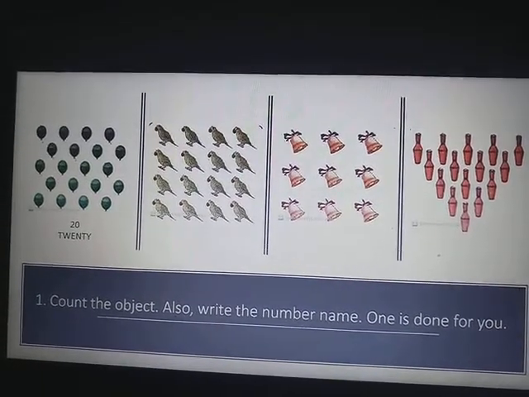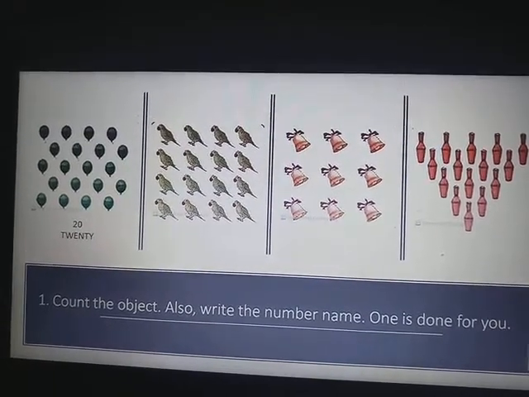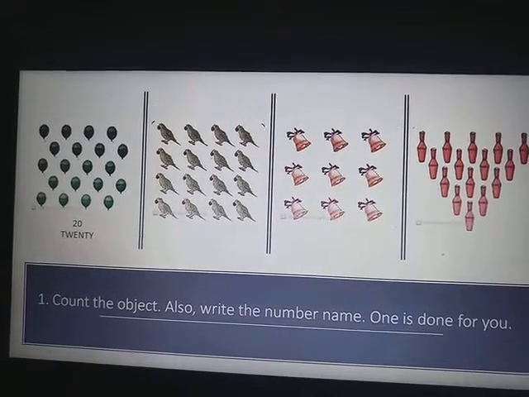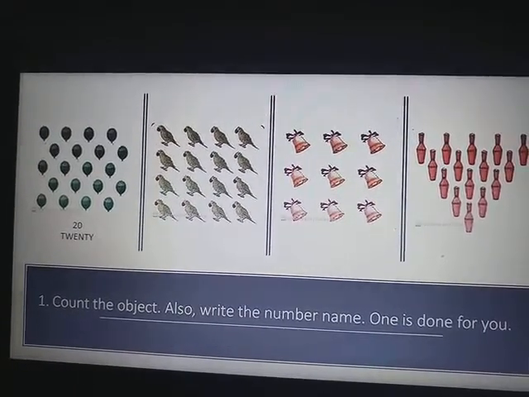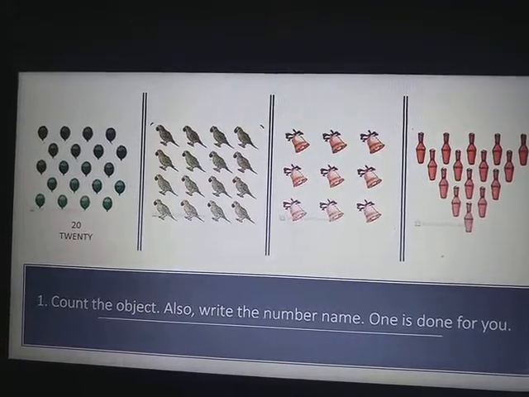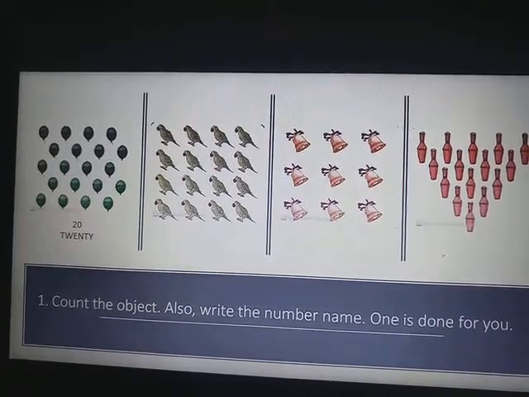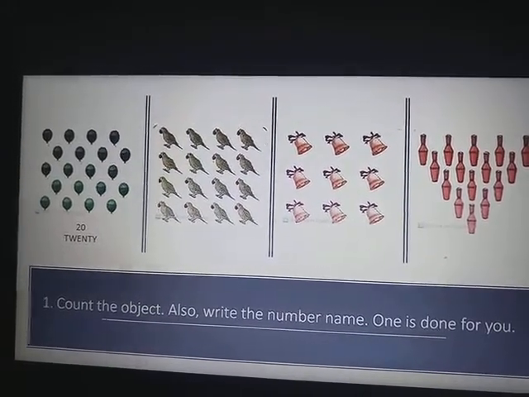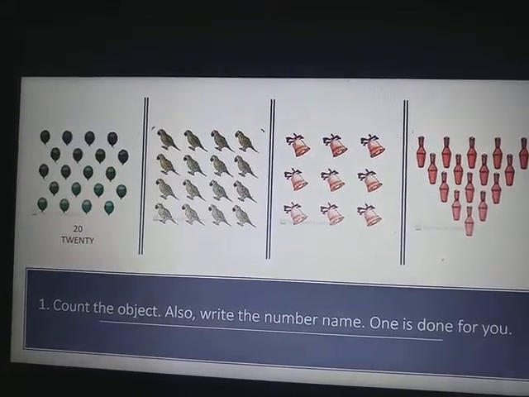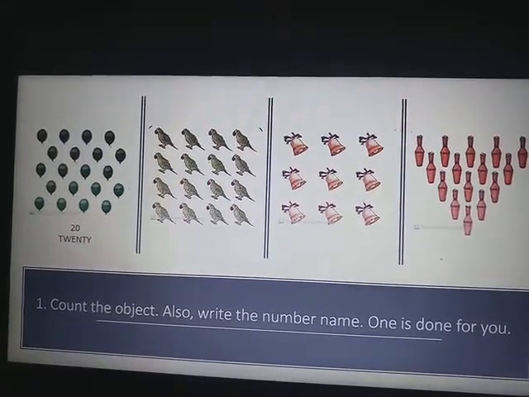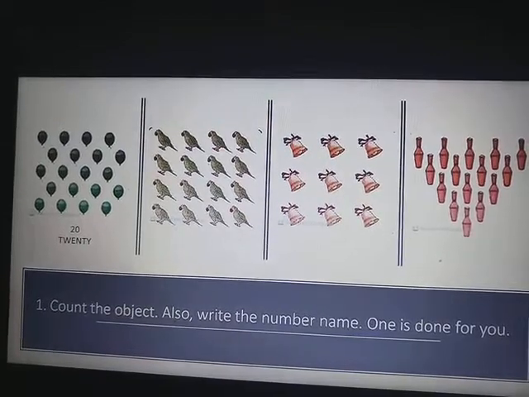Okay, you have learned numbers from 1 to 20. In that lesson, you learned about ascending order, counting numbers, number names, and comparison of numbers. You have learned before, between, and after. So now it's time for the exercise.